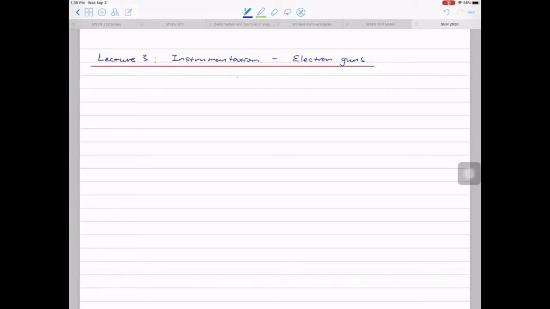In the last class, we discussed two important concepts, resolution and the contrast of SEM. Today, we're moving into a new topic. We'll look at the instrumentation of SEM. Before going into the details, something we're going to cover, the electron guns, I'll give you a big picture of what SEM looks like.